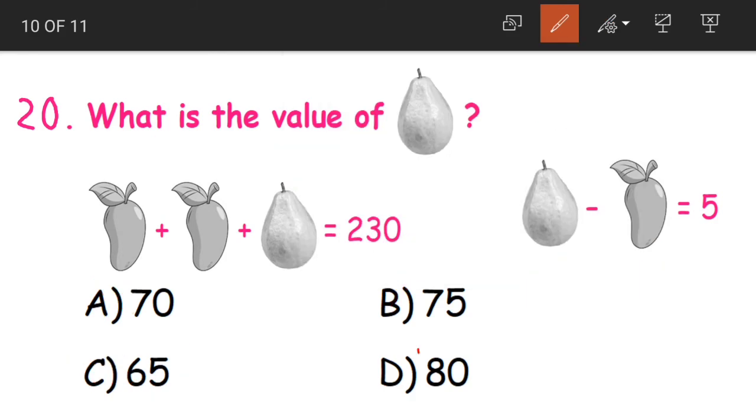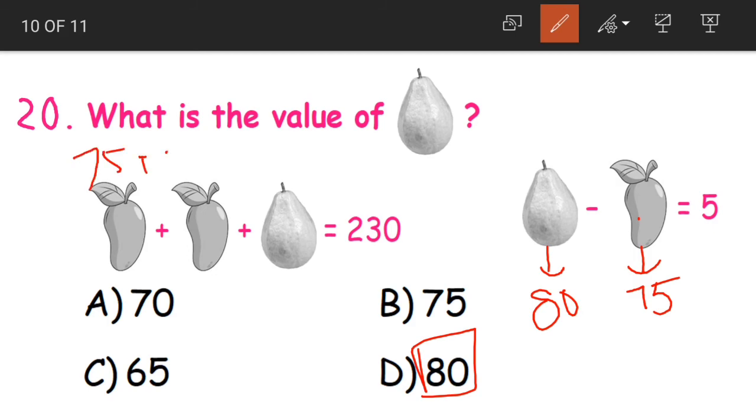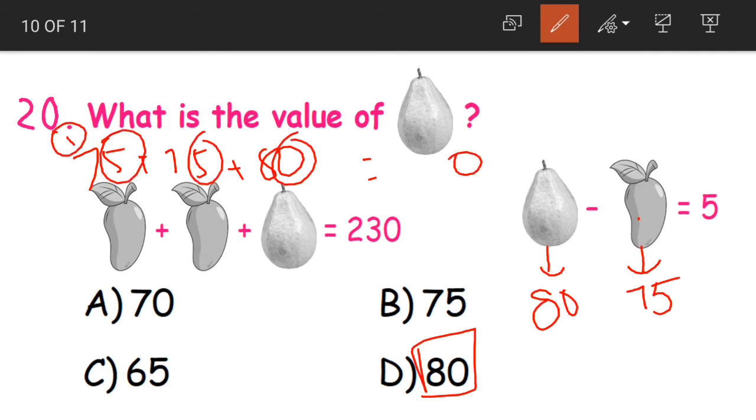What are we left with? We are left with option D, 80. Pear is 80 and mango becomes what? 80 minus 5, 75. Let us add 75 plus 75 plus 80. 5 plus 5, 10. 10 plus 0, 0. 0 here, 1 carry. 10 plus 0, 10. 0 here, 1 carry it. 1 plus 7, 8. Yes, 8 plus 7, 15. 15 plus 8 is equal to 23.